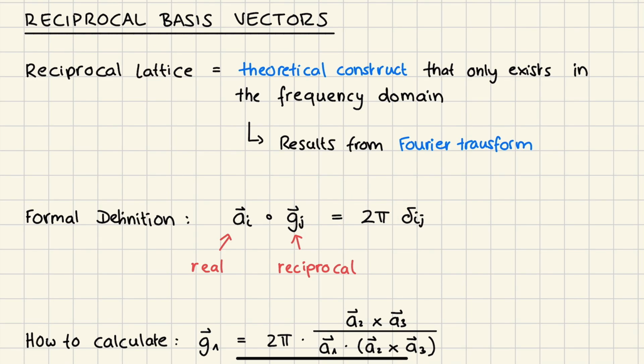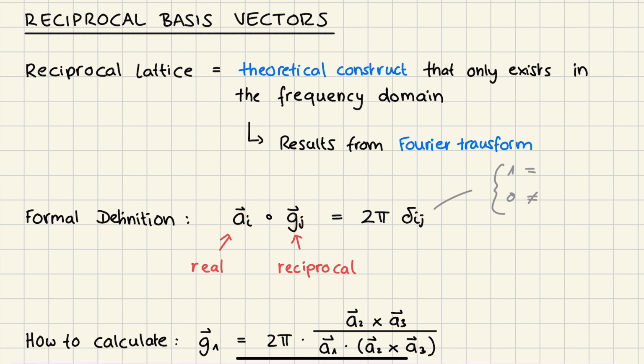But the focus of this video is going to be how to actually find those basis vectors of the reciprocal lattice whenever you have the basis vectors of the real lattice given. Those reciprocal basis vectors are formally defined in such a way that if you multiply a real basis vector with a reciprocal basis vector using the dot product, they result in 2 pi times the Kronecker delta. In case you're not familiar with the Kronecker delta, it simply means that this delta equals 1 if those two indices are the same, and 0 if those two indices are different.